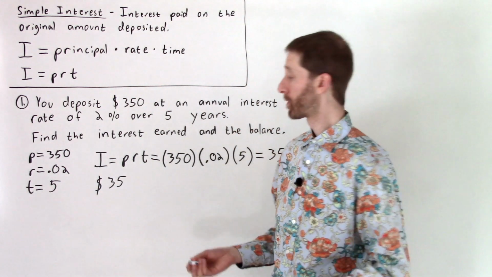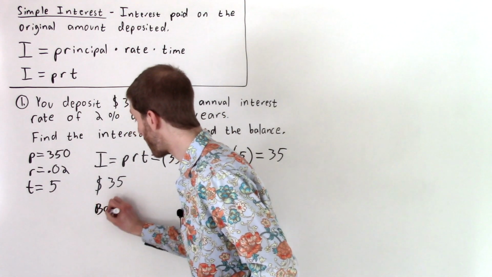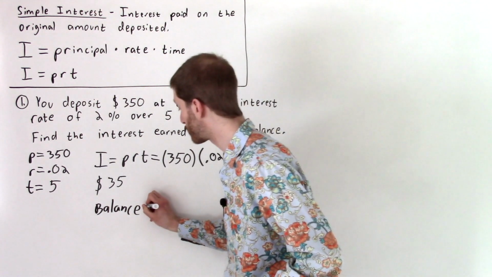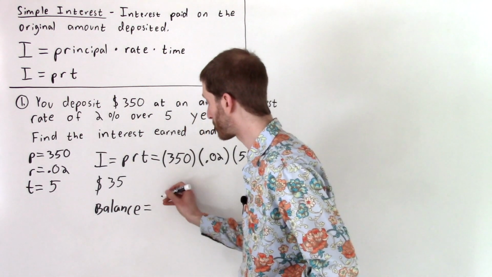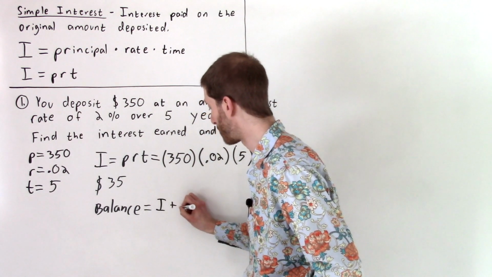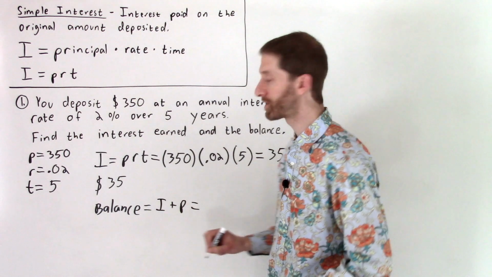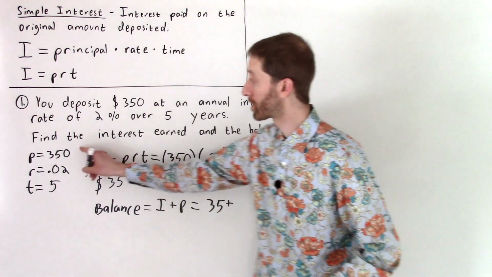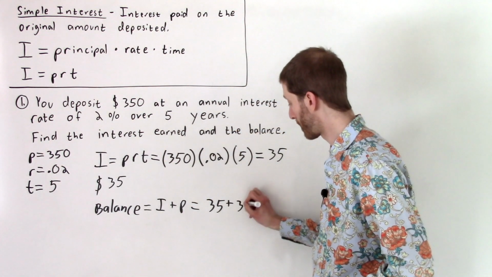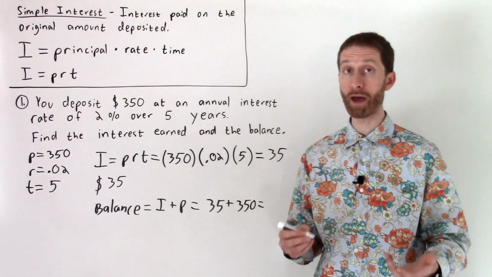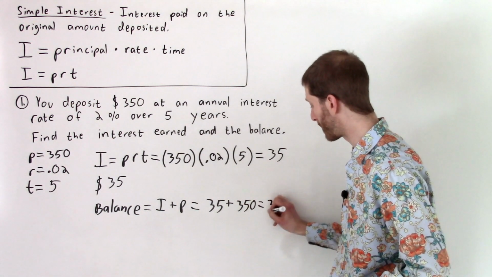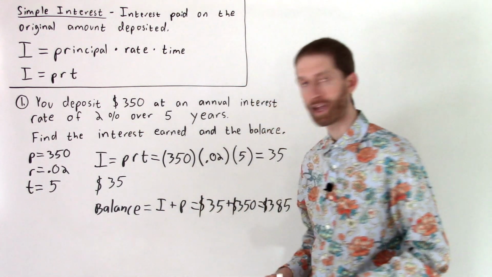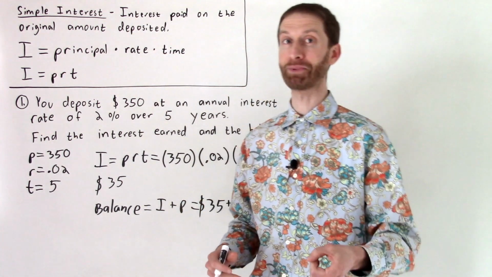So what is the balance? Well, the balance, again, is going to be the result of adding on this interest that you've earned onto the principal. So the balance is equal to the interest plus the principal. So you could see that formula as I plus P if you really want to. But very simply, we take the interest, the $35 that we've earned, and we add it onto the original amount, $350. And that gives us the current balance, or the current amount of money we now have in the bank, assuming you didn't take anything out. So the balance is $385. And I'll put dollar signs there just for unit's sake.